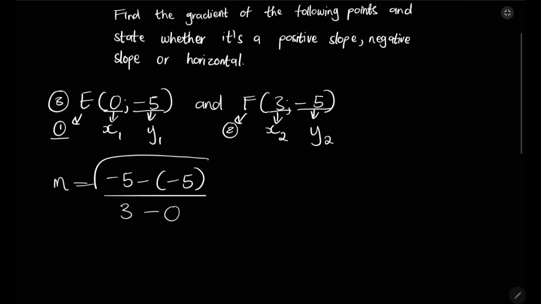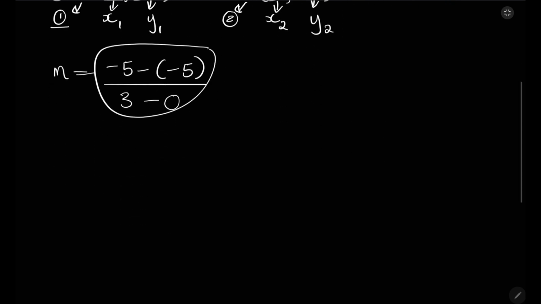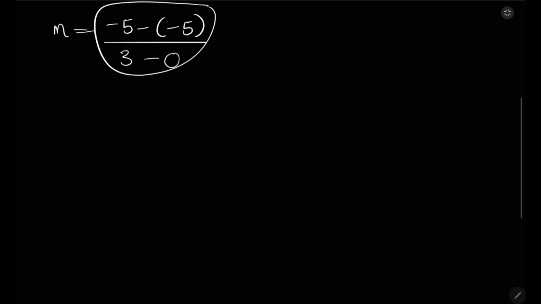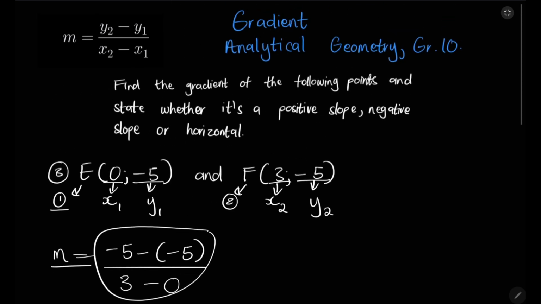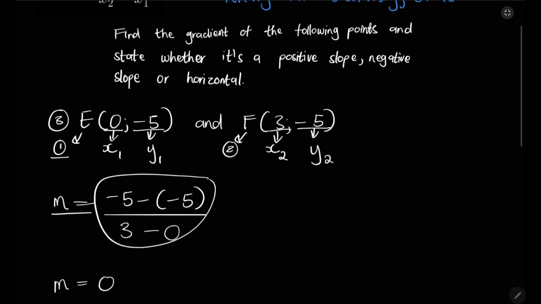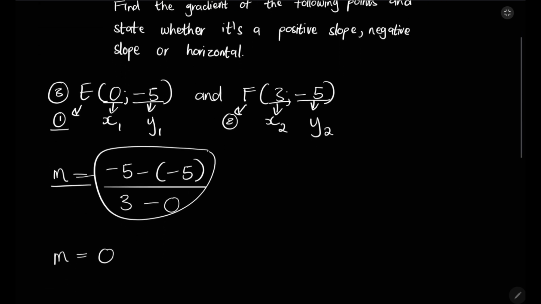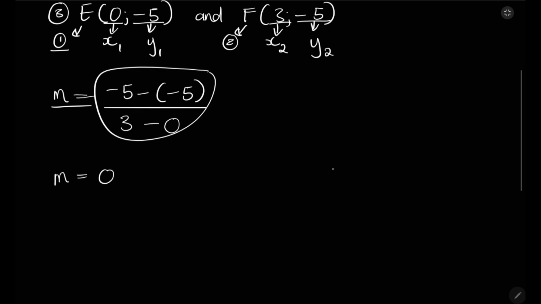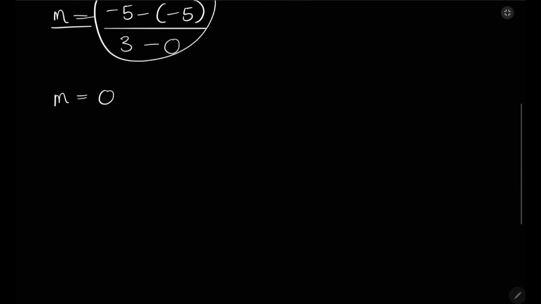Now let's punch this in a calculator. Negative 5 minus negative 5, all over 3 minus 0. That means m is equal to 0. Now let's answer the second part of the question. Is it a positive slope, negative slope, or horizontal? Our gradient is 0. Okay, so that means it's perfectly flat, or it's a horizontal.